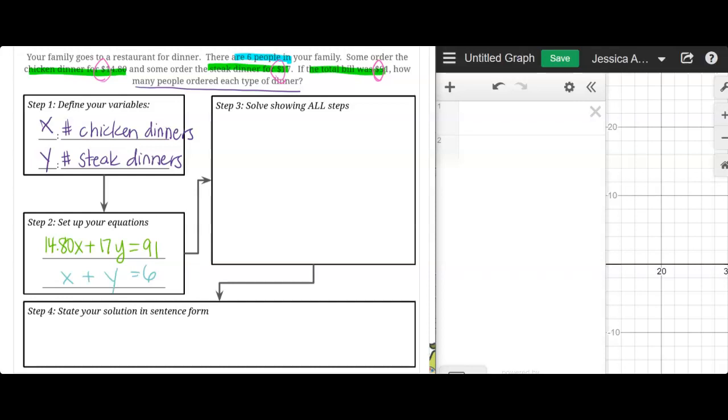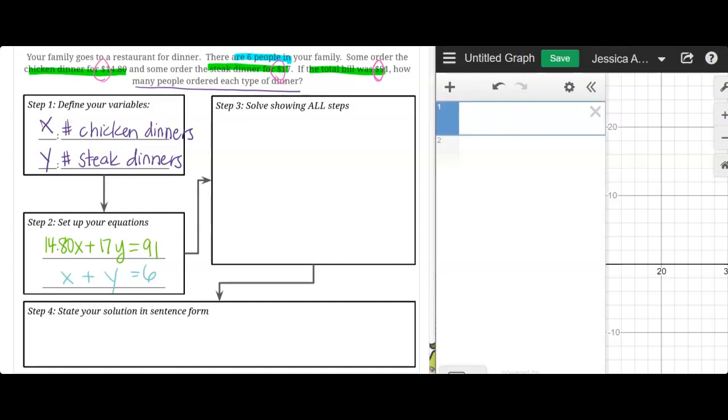Again, looking at your units is the easiest way to look at it. $14.80 and $17 are both dollar amounts, so they need to go with the total that deals with a dollar amount. 6 is just like a number of meals, so it counts them up. How many people ordered chicken? How many people ordered steak? That's a total of 6 meals.